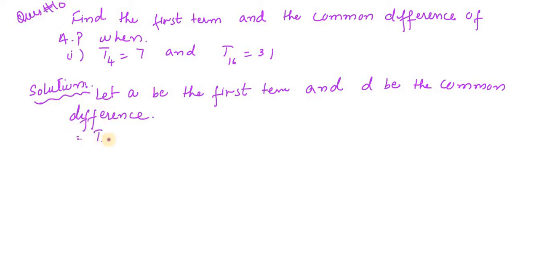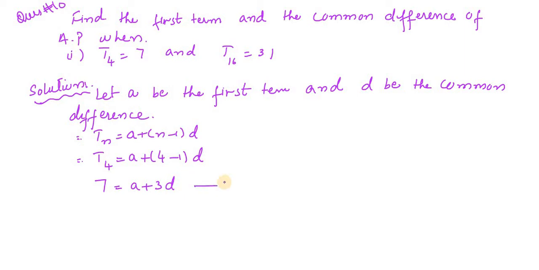So the general term formula is Tn equals A plus (n minus 1) D. Here the 4th term, n is 4. The fourth term is 7, so A plus 3D is equal to 7. We say this is our equation number 1.